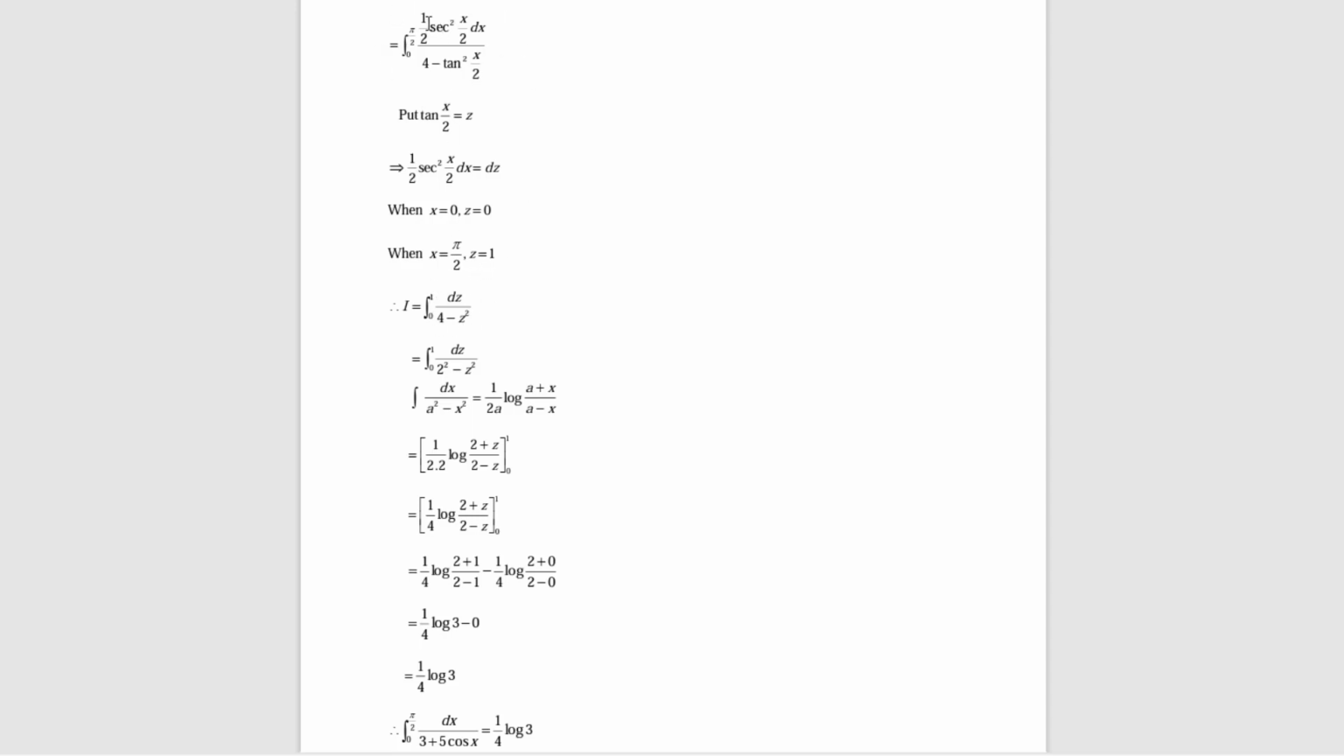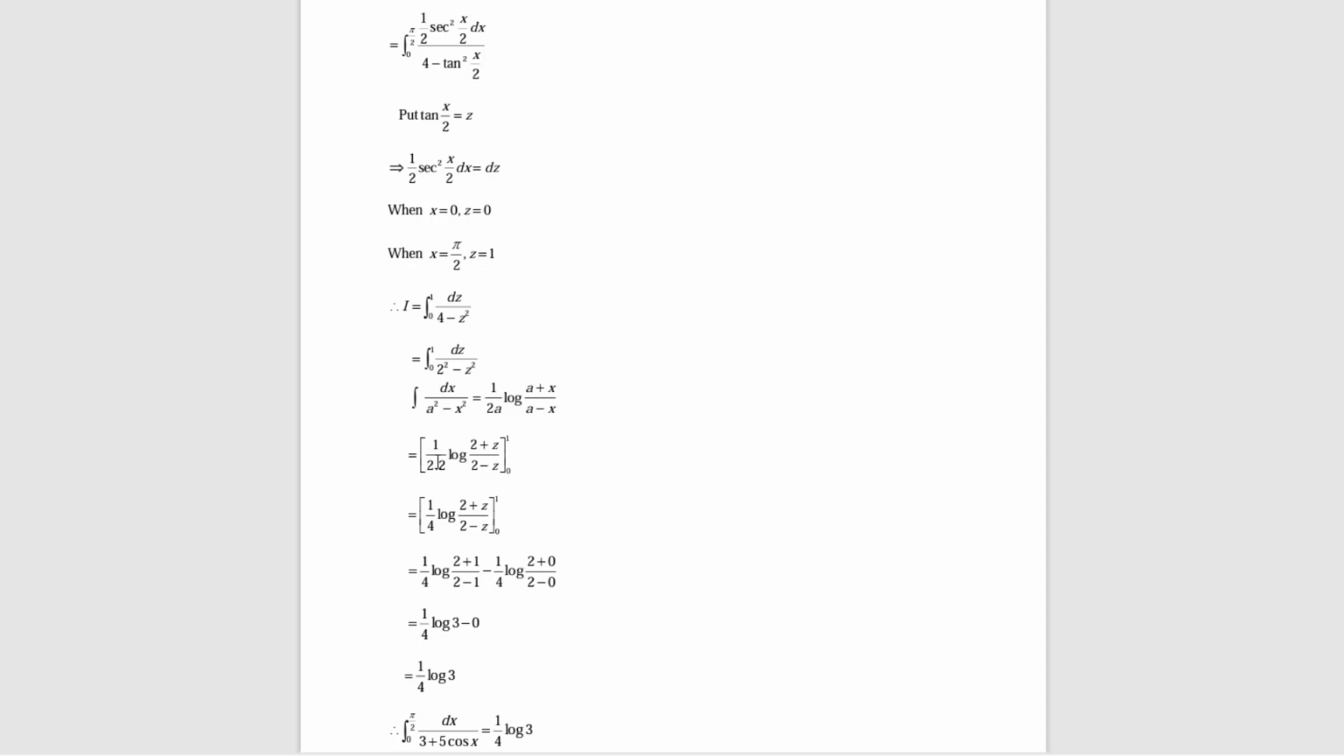So we did this. The upper part gives us dz from this line, and the lower part is 4 minus tan square x by 2, and tan x by 2 is z, right? So the lower part gives us 4 minus z square. This is what is written, and 4 can be written as 2 square. Now we can see that we can apply this formula. Integration of dx over a square minus x square is equal to 1 over 2a log of a plus x over a minus x. So we just applied that formula here.